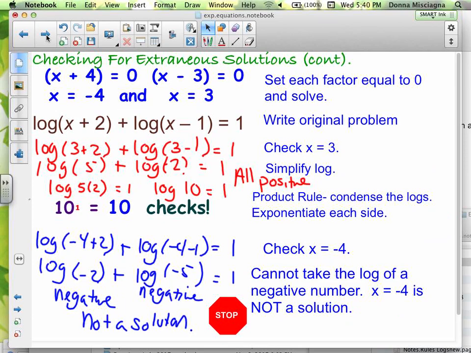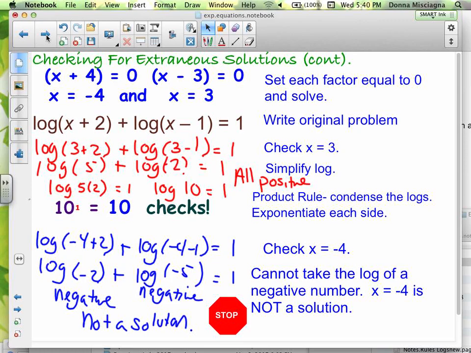All right, let's check the other solution, which is negative 4. So log of negative 4 plus 2 plus log negative 4 minus 1 equals 1. As soon as you get a log of a negative number, stop. Right? See the stop sign there? Stop sign saying stop. It's not a solution. Do not multiply them together. All right? It'll just hide the fact that this was not a solution. All right? Because the negatives will cancel out. But if you try, log negative 2 plus log negative 5 does not equal 1. Because you get error plus error, and error plus error doesn't equal anything. Right? So this is not a solution.